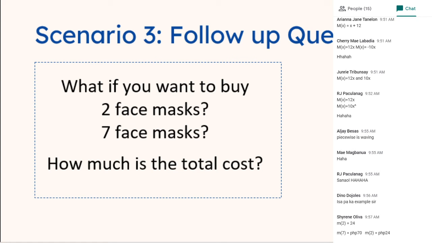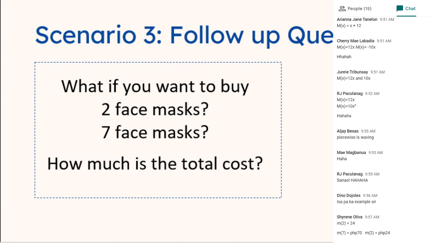Okay? What if you want to buy 2 masks? So given the formula m of x equals 12x if x is less than or equal to 5 and 10x if x is greater than 5. So kung duwa ka face mask, then ang atong gamiton nga formula is m of x is equal to 12x. We can just pick the formula. Kaya ang 2 ka mask is less than 5, so 12x gamiton ta. So m of 2 is equal to 12 times 2, m of 2 equals 24. And buying 2 masks cost 24 pesos.